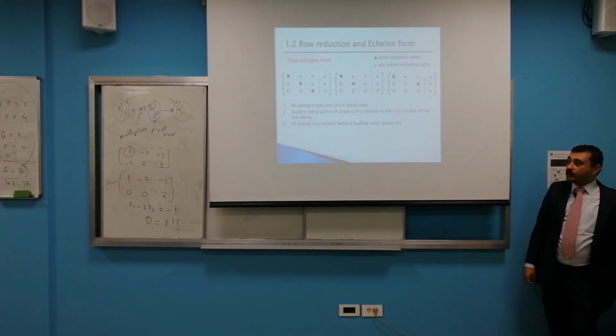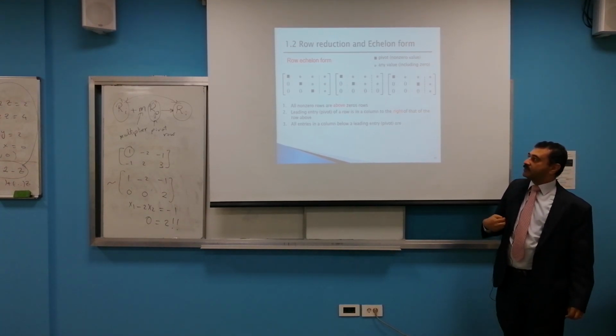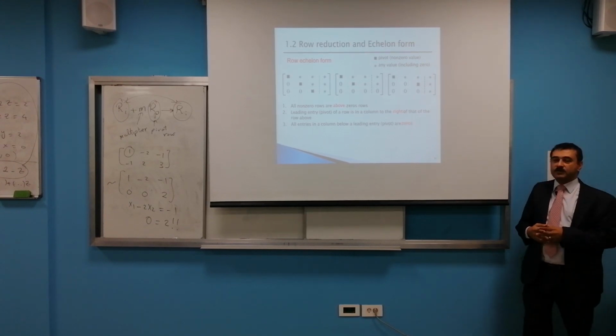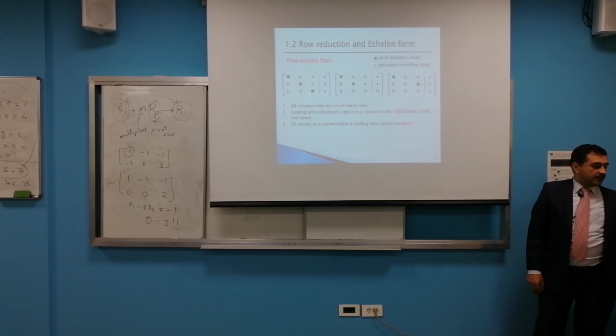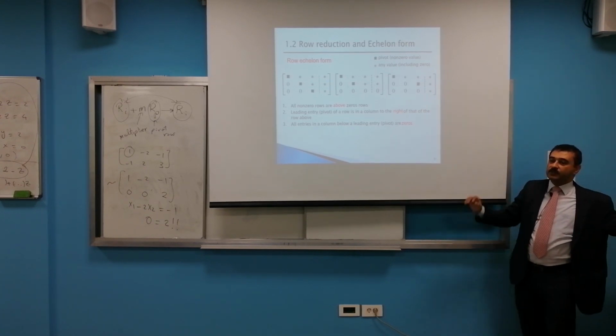اخر حاجه all entries in a column below the leading entry اللي هو البيفوت are zeros. ده actually اللي بيعملوا جاوس، ان هو بياخد كل بيفوت ويحط ايه zeros below. فلو عندك الماتريكس في ال satisfying all these conditions هنقول it's in echelon form.